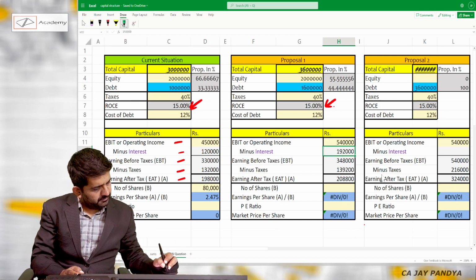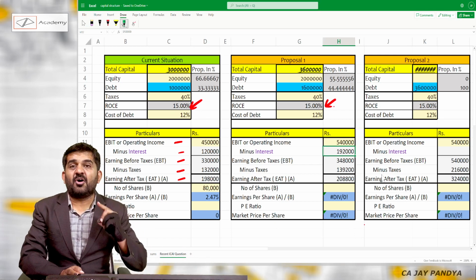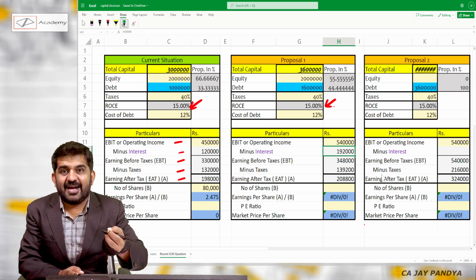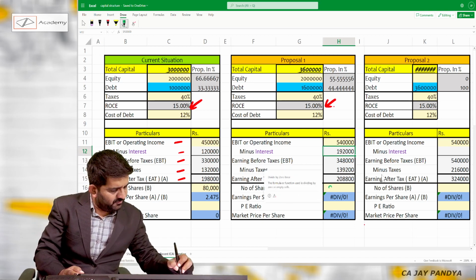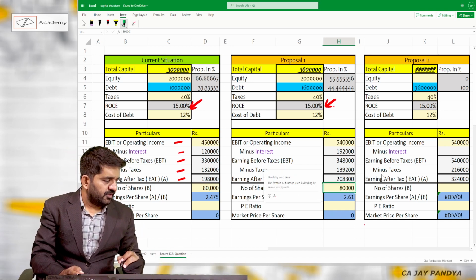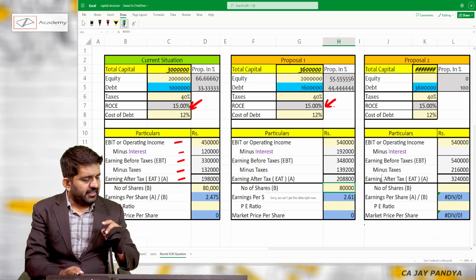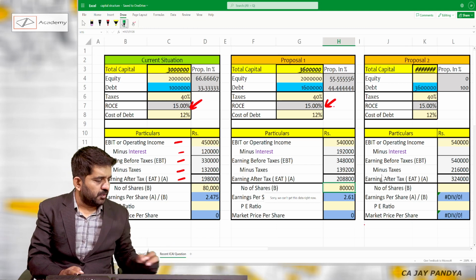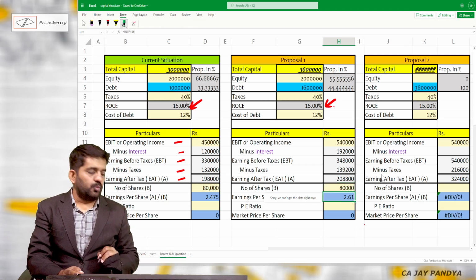Option number 1: as the additional 6 lakhs rupees is issued through debt, the number of shares will remain the same, 80,000. And so my EPS will be 2.61.